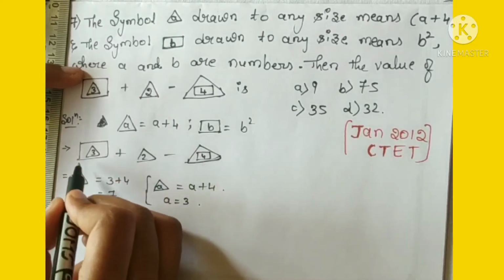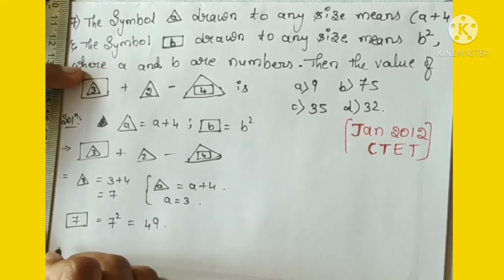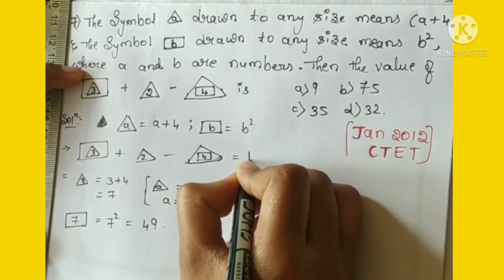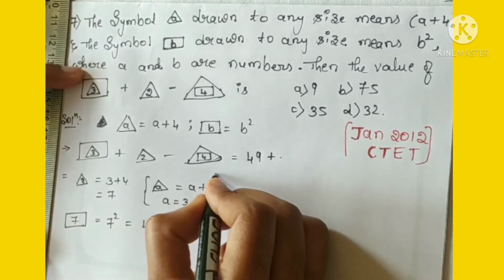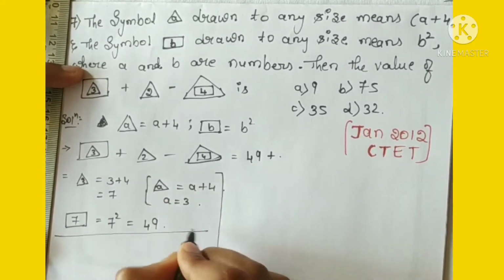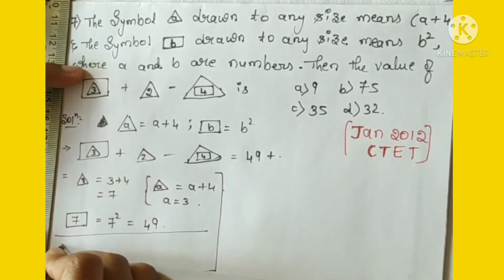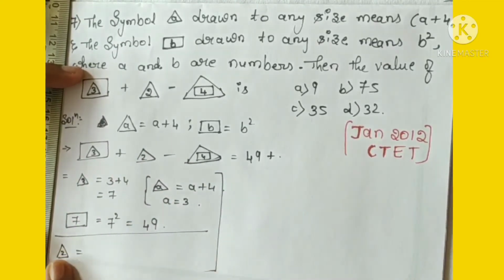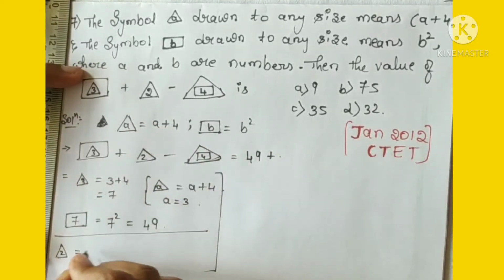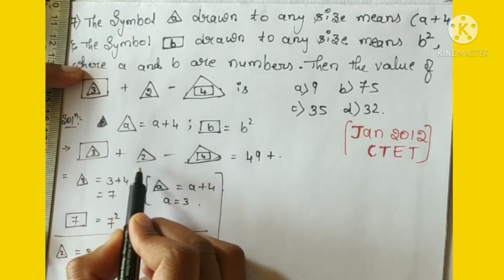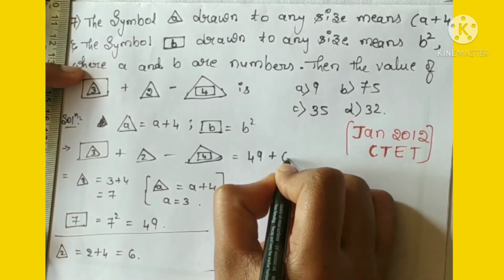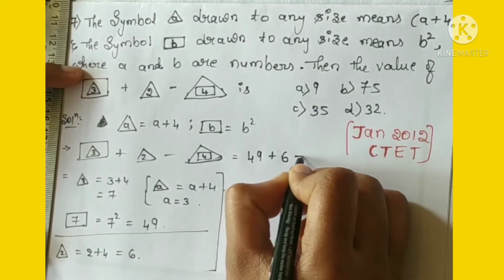Now the overall value of this is 49 plus. Now we go for this second term, that is triangle 2. This triangle 2 is of the form triangle A, which is equal to 2 plus 4, which is equal to 6. Now the value of this triangle 2 is 6. Okay, now write as it is, minus.